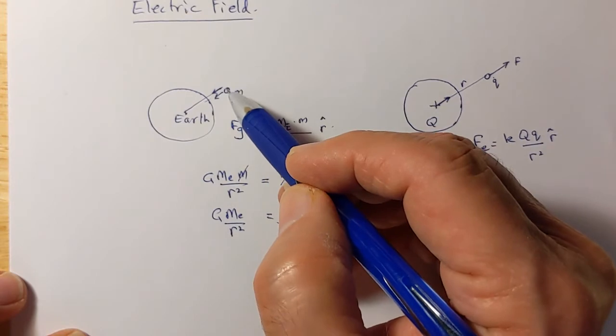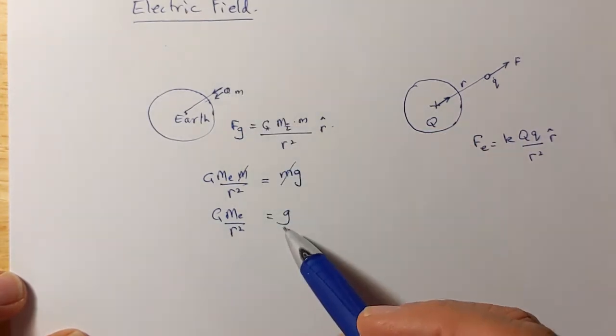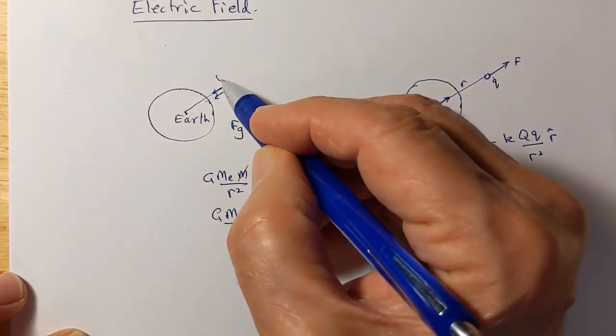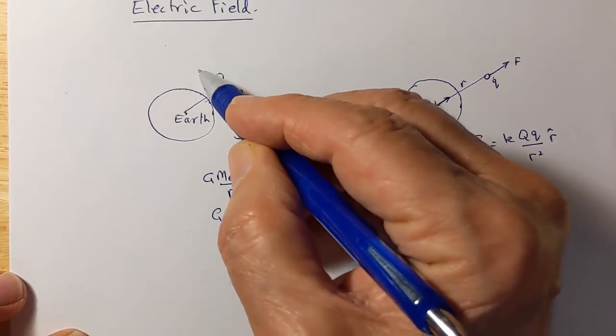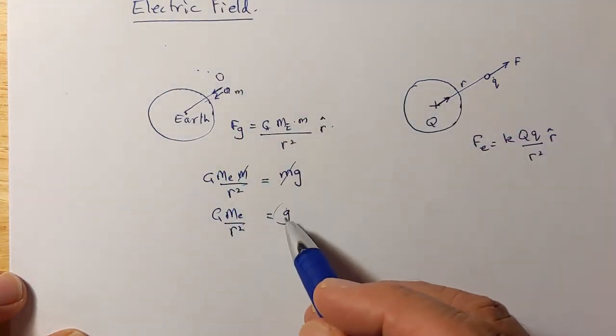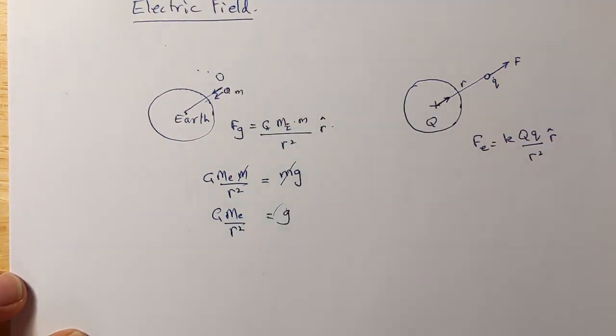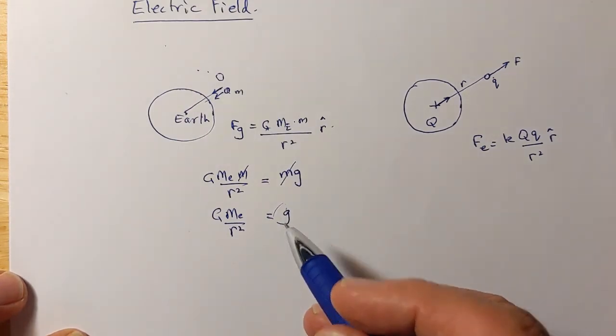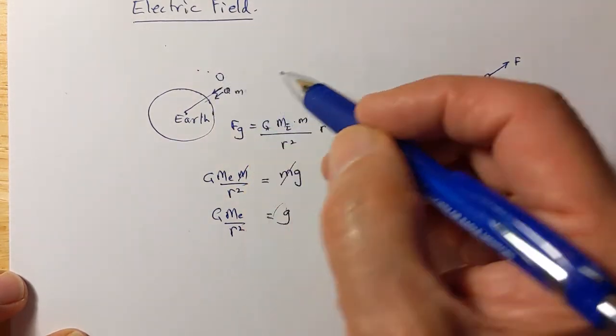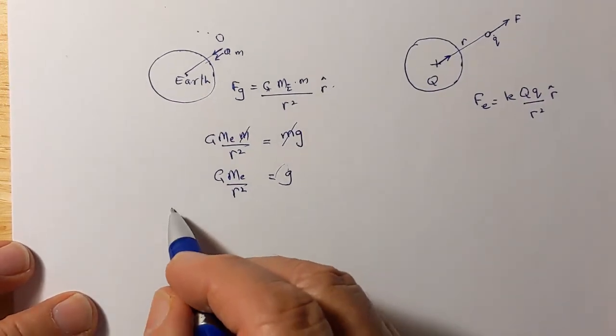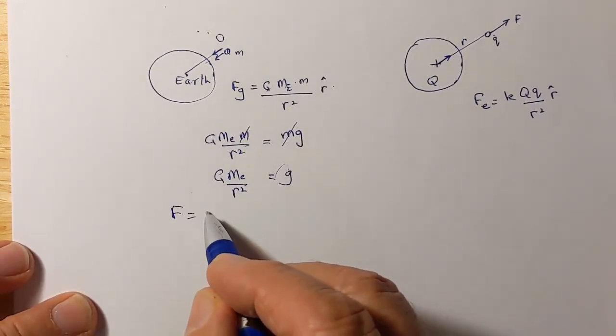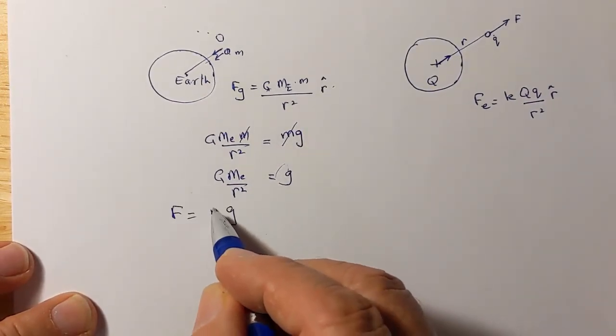Now, whether or not you have a mass will not affect the value of g. So if you have a bigger mass, or a tiny mass, or you don't have any mass, the value of g at that location will always be the same. And then the force on any mass that comes in there is simply going to be g times that mass.